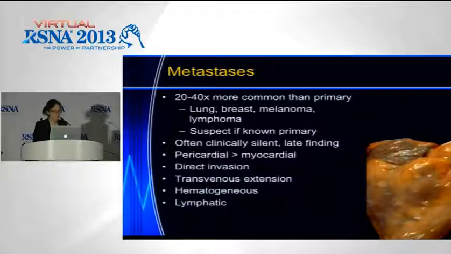And there's a few ways for metastases to reach the heart. So direct invasion from the lung, breast or esophagus, transvenous extension where the tumour's grown via the veins into the heart, and that's the mode for hepatocellular carcinoma and renal cell carcinoma, hematogenous spread, which is preferred by melanoma, lymphoma and leukemia, and finally lymphatic spread.